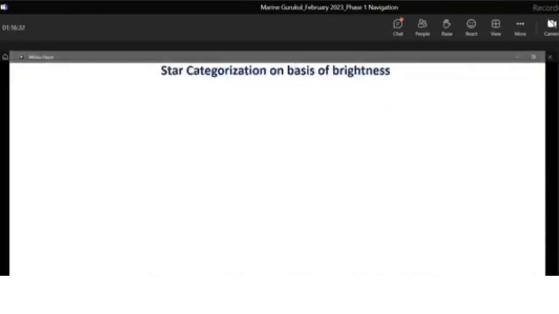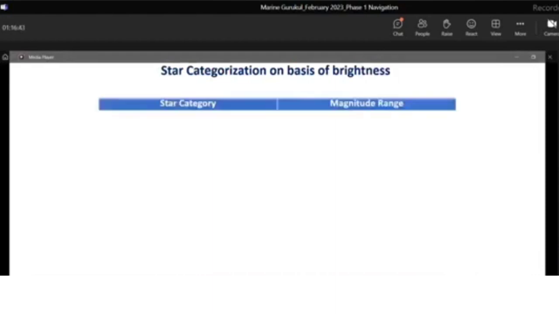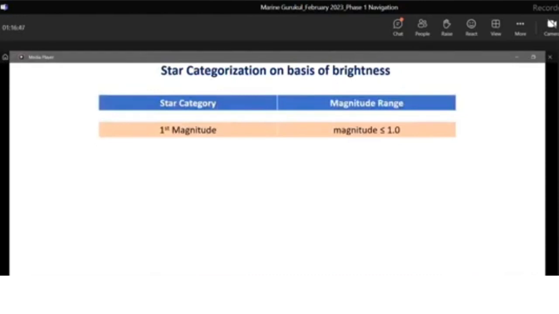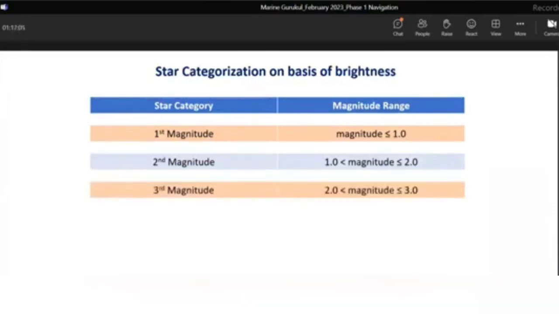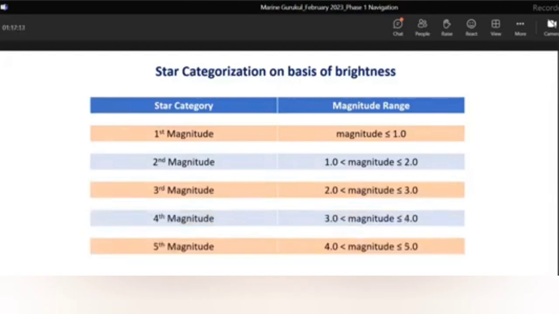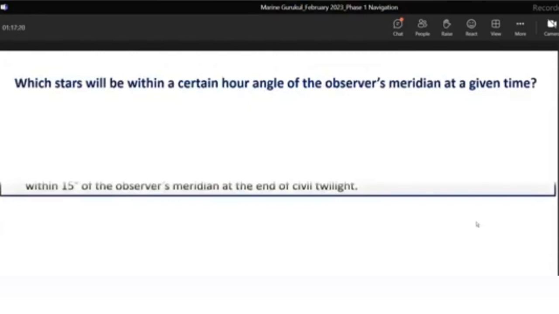We begin by understanding how stars are categorized based on brightness, which is expressed through star magnitude that we learned in the earlier video. When we say first magnitude stars, it means stars with magnitude less than or equal to 1. Second magnitude stars are the ones which have magnitude greater than 1 but less than or equal to 2. Likewise, magnitude 3 is greater than 2, less than or equal to 3. You have magnitude 4, magnitude 5, and likewise magnitude 6. These are the same categories which we saw in the presentation also.